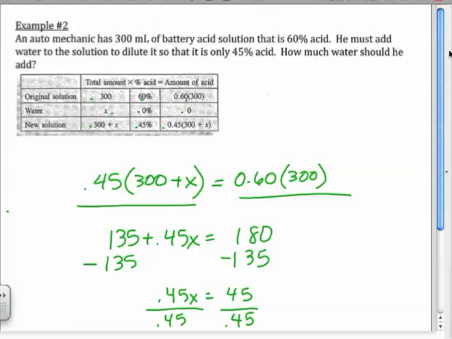Yes? Does that make sense? Are we liking the chart? Is that helping us organize the information? All right. Good job here. Let's look at the next one.